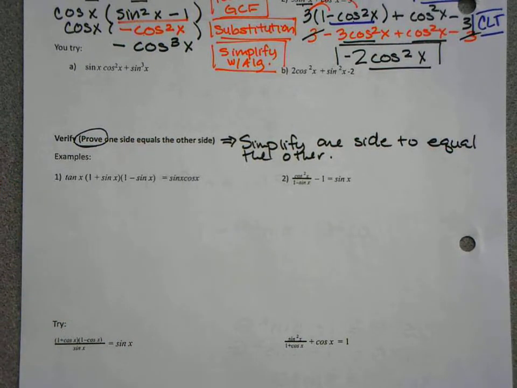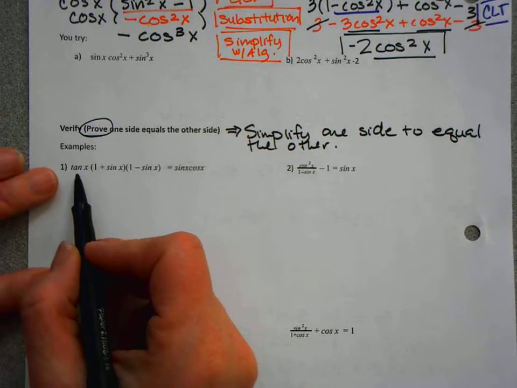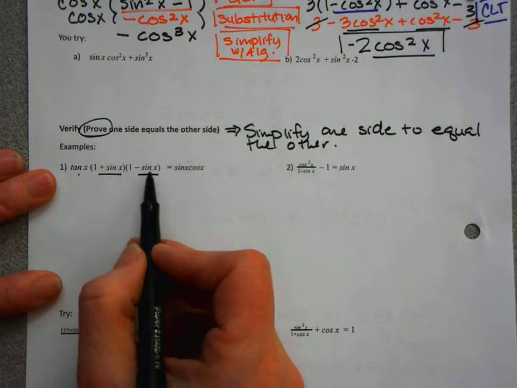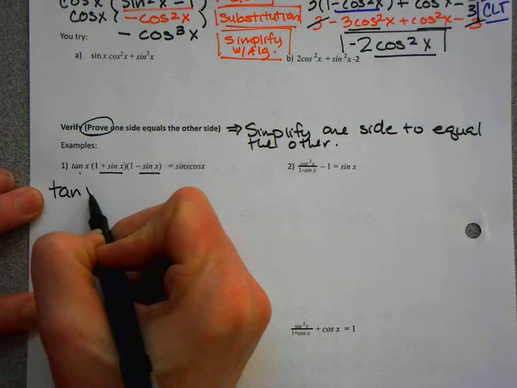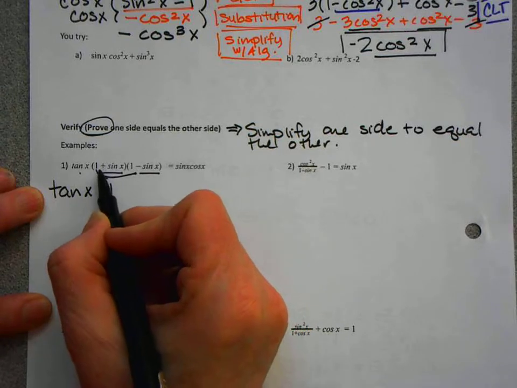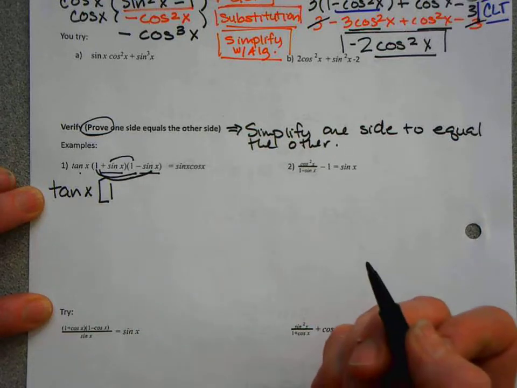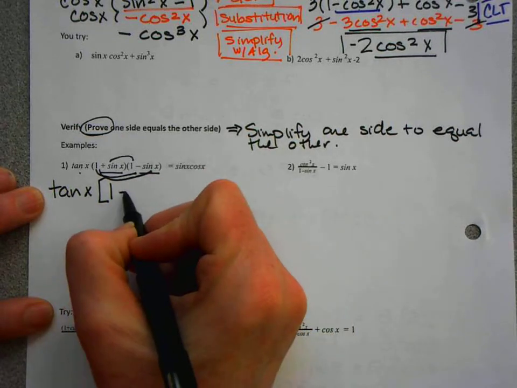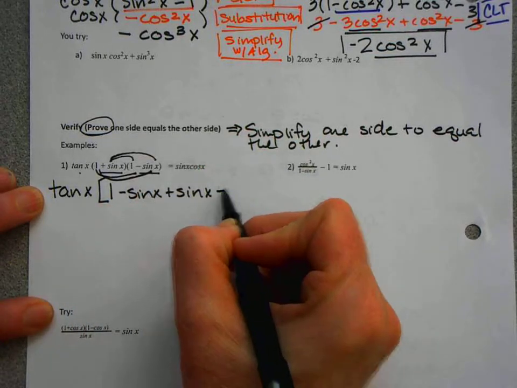Okay. How do we do that? Mainly algebra. When I look at this problem, I see three things multiplied together: tangent x, this term, and this term. I see that these are two binomials, so my first instinct is FOIL. Let's leave the tangent alone for a minute. Just write tangent of x. And then let's FOIL this. First terms, 1 times 1. And then we have outer, negative sine x. Inner, positive sine x. Now I know those are going to cancel. So let's write them out.